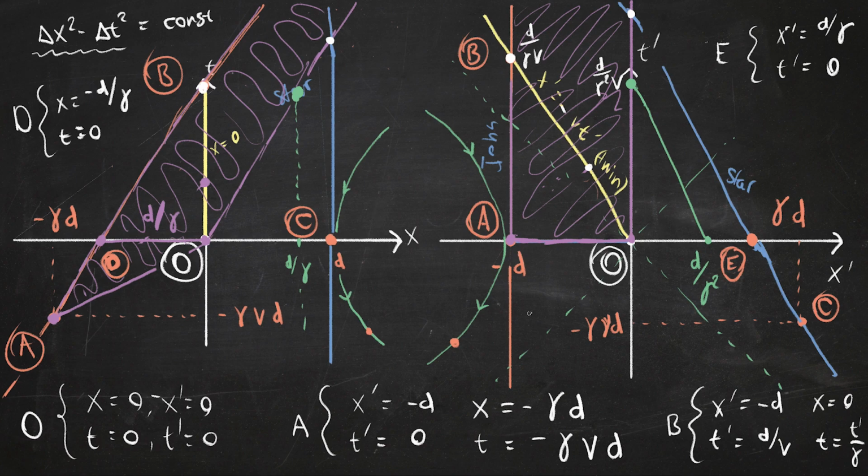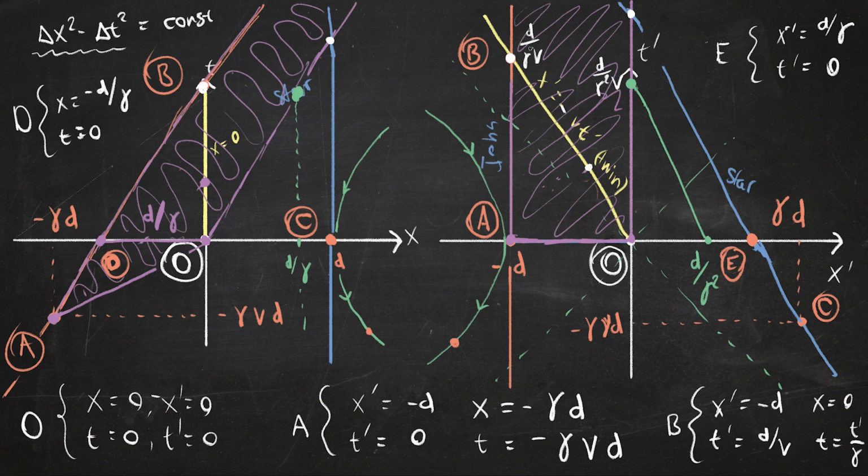And then this distance from O to C, when you go to the unprime frame, it's going to be contracted. So it's going to be d on gamma squared, that distance. Yeah, that's fine. Yep, that's looking good.